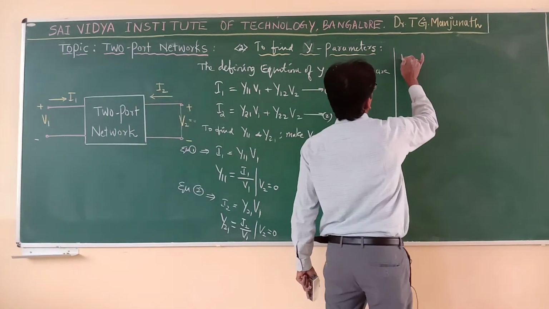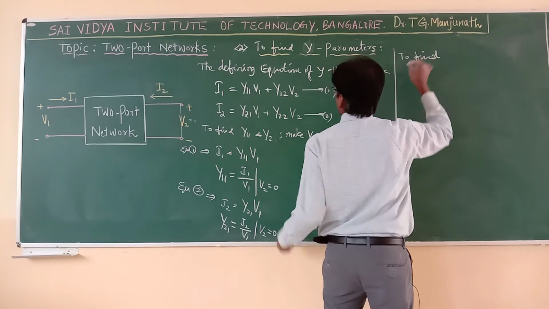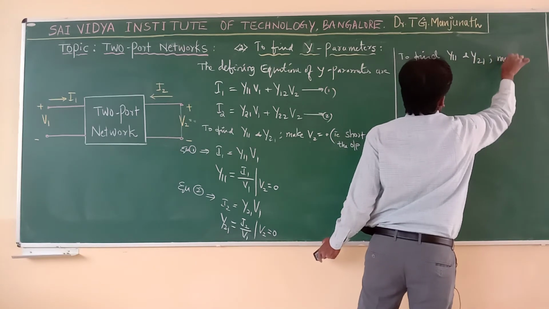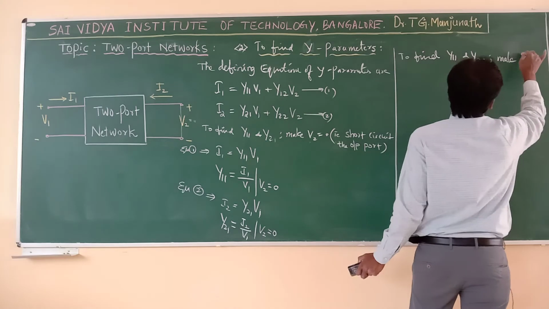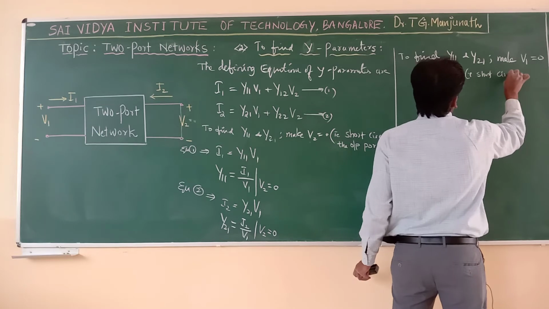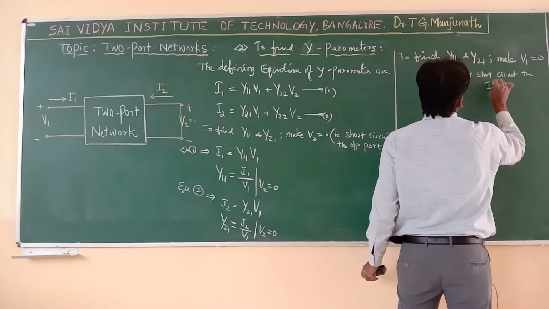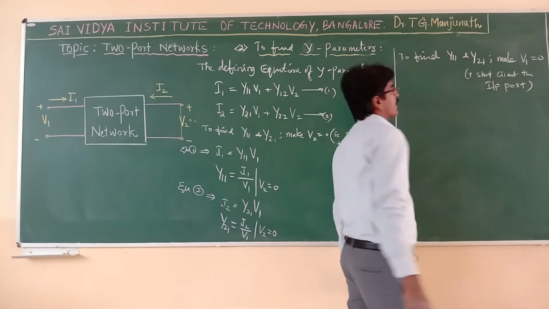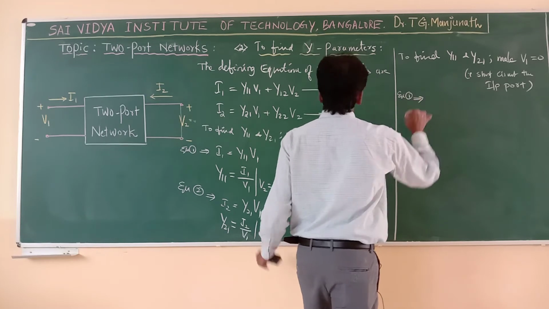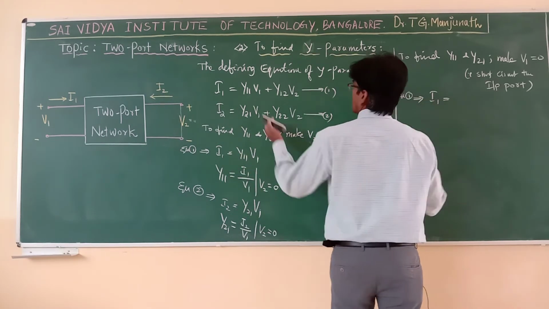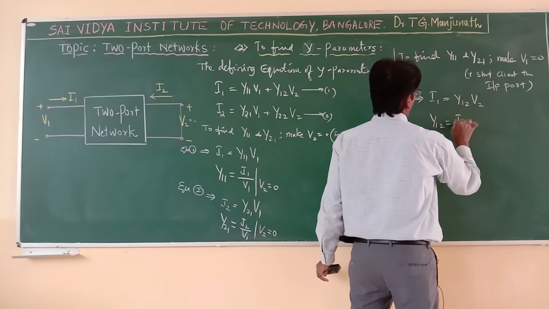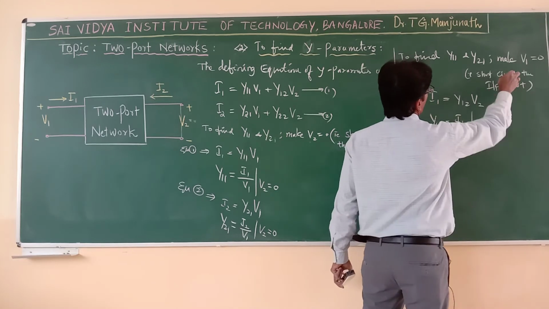All of observe here. To find Y12 and Y22, make V1 equal to 0. That is short circuit the input port. Then what happens? Equation 1 gives I1 is equal to y12 v2, gives y12 is equal to I1 by v2 at v1 equal to 0.